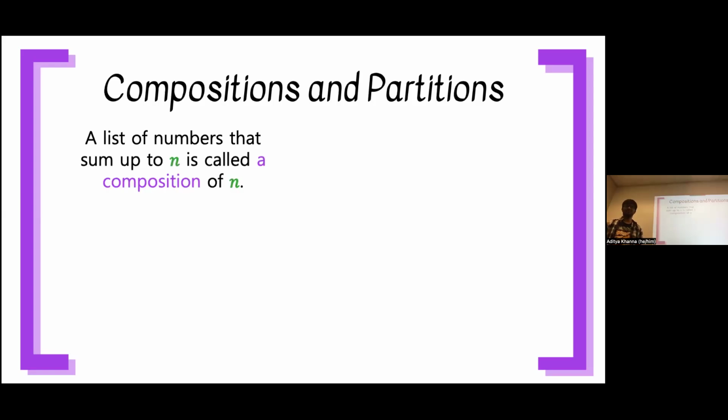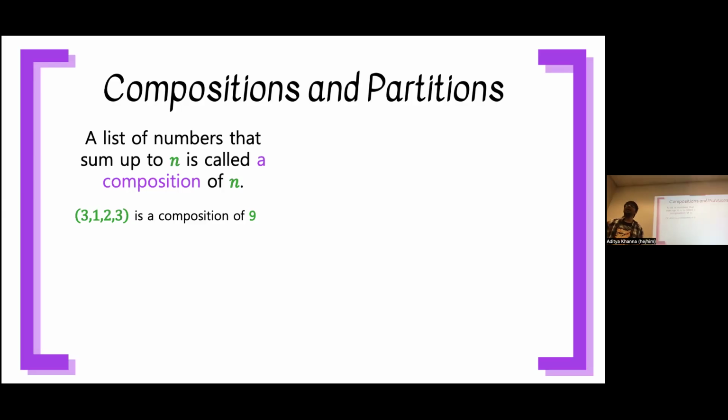Let's start with what the indices were for the matrix. Our combinatorial objects that we'll be working with are called compositions and partitions. A composition is simply a list of numbers that add up to a given number, n. So in this case, 3, 1, 2, 3: 3 plus 1 plus 2 plus 3 is 9.